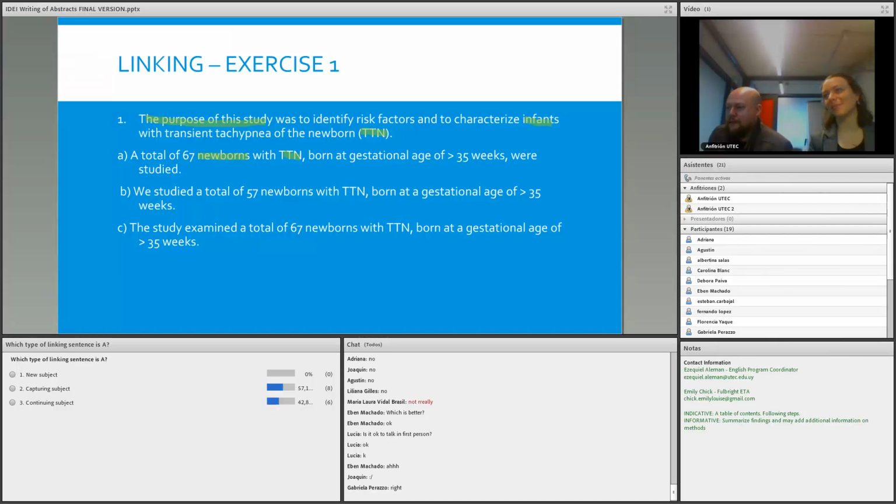What about the next one? What about sentence B? It says, we studied a total of 57 newborns with TTN born at the gestational age of over 35 weeks.